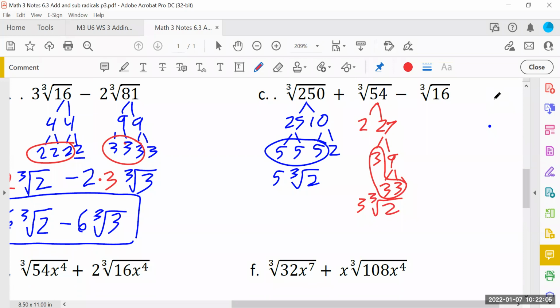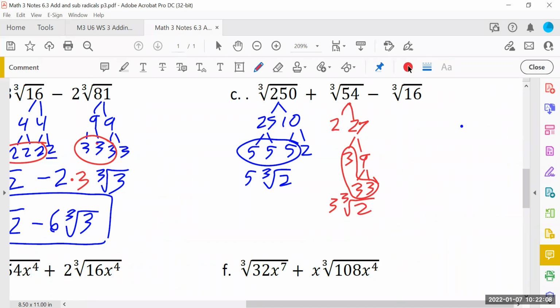And then the 16. Break that one apart. 16 is 4 and 4. 2, 2, 2, 2. Set of 3 2s. Those all come out. Actually, I made that mistake last period. Comes out to 2 cube root of 2. Don't forget that it's a minus sign still. Minus 2 cube root of 2.